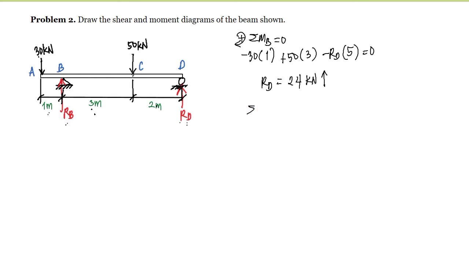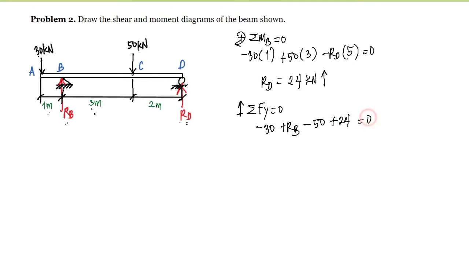In order for us to compute for the value of RB, we have to summate forces vertical is equal to 0, taking the upward direction as positive. So we have here 30, which is directed downward, so that's negative. The RB is assumed upward, so that's positive. We have here 50 directed downward, so that's negative. And this RD here, which is equal to 24 kilonewton, is directed upward, so we have here positive 24 kilonewton, and this is equal to 0.